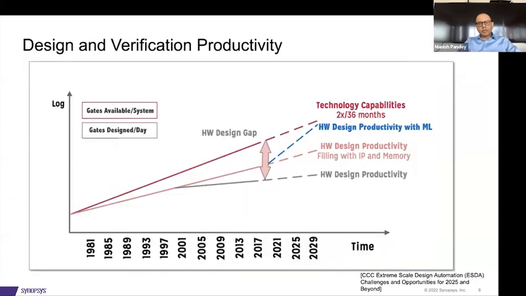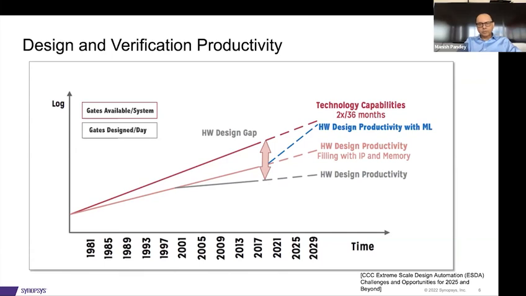Another way to look at it is the hardware design. That is going to progress, for the foreseeable future, at the rate of growing 2x every 36 months. And if you look at hardware design and verification productivity, that's more flattening out. Using IP and memory to some extent, this curve is ameliorated somewhat. But really, we have to look at other techniques to close the gap between what hardware we can design and what the technology gives us today.